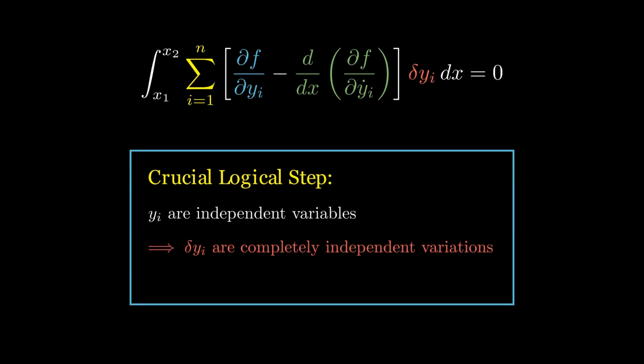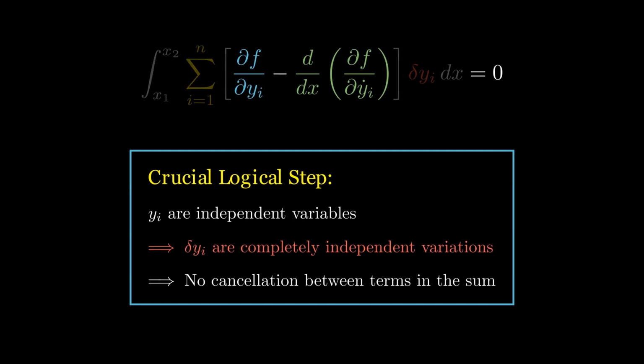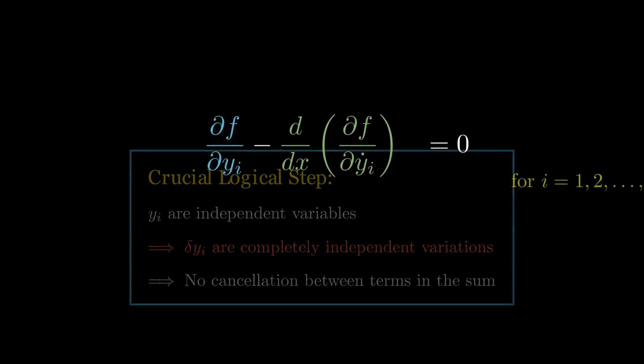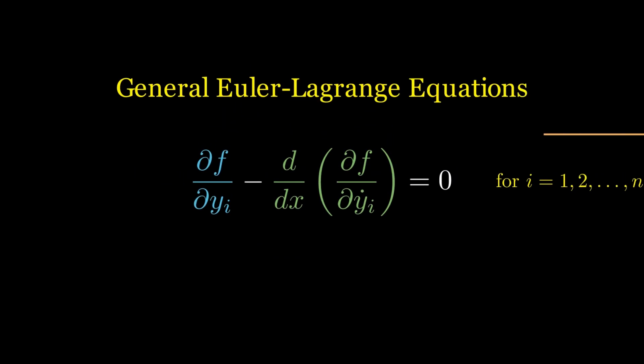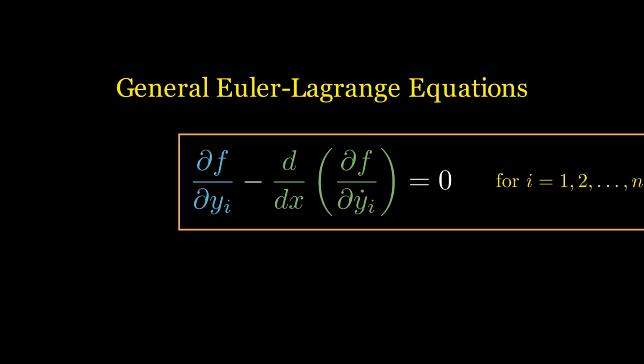By obvious extension of the fundamental lemma of the calculus of variations which we discussed, the only way this integral can vanish for any arbitrary set of independent variations delta yi is if the coefficient of every delta yi vanishes separately. This requires the following, that it must be 0 for all i equals 1 to n. These are the Euler-Lagrange differential equations. Their solutions represent the curves for which the variation of our multidimensional integral vanishes.